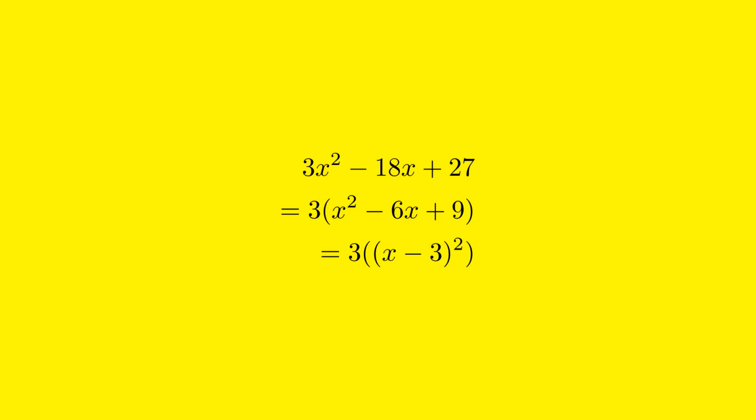Therefore, by comparing our expression to the complete square formula, we get that it can be rewritten as (x − 3)². Finally, don't forget to multiply back in the 3 we factored out earlier, giving us the expression 3(x − 3)². Thus, the correct answer is A.